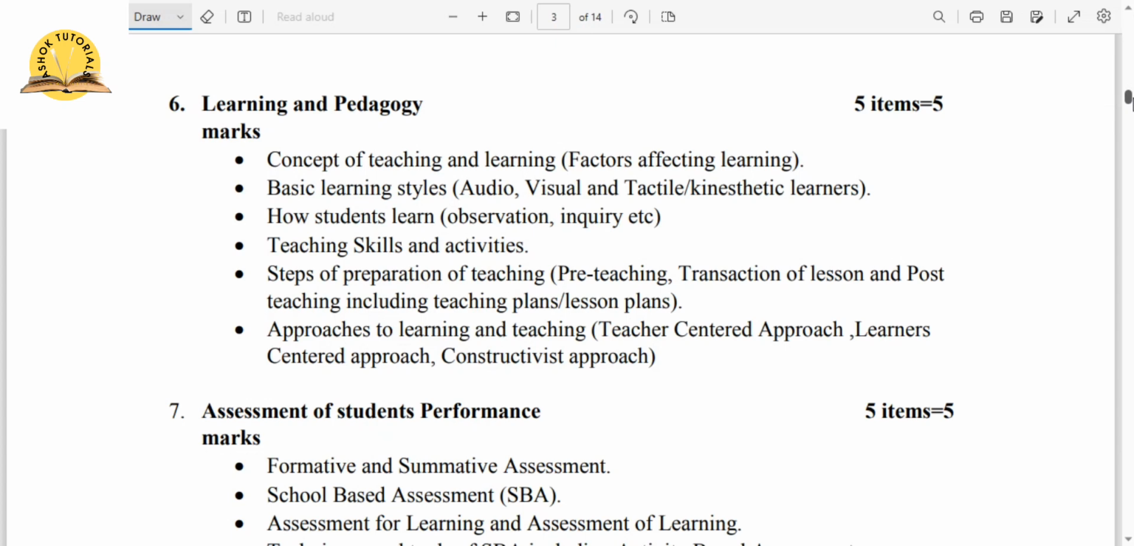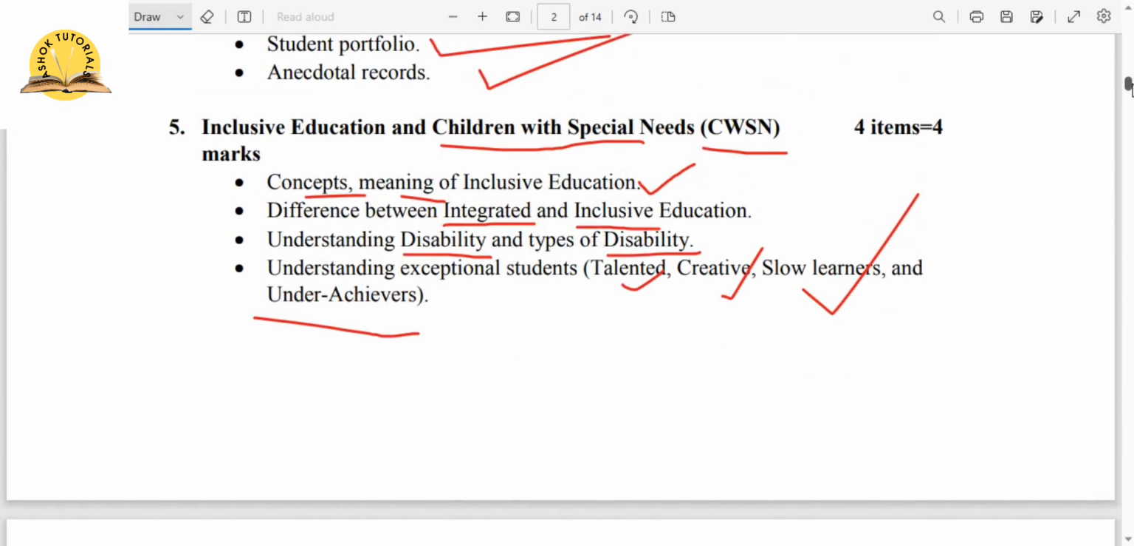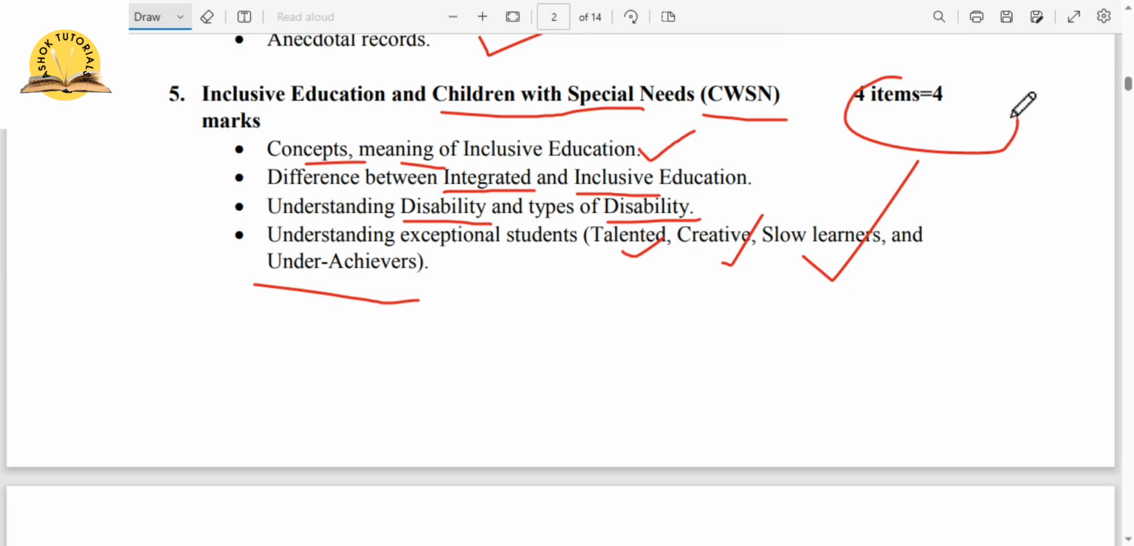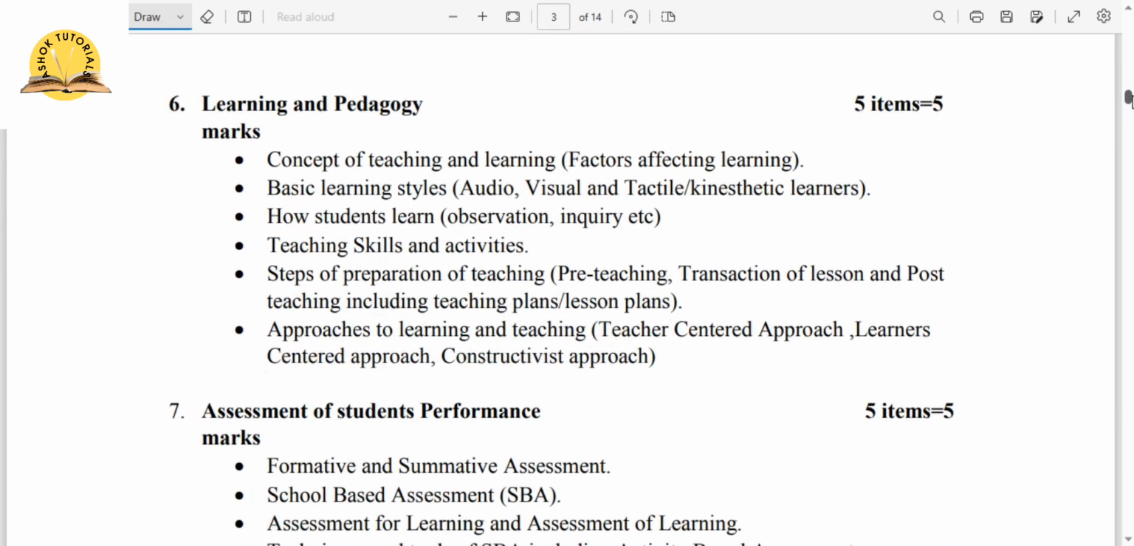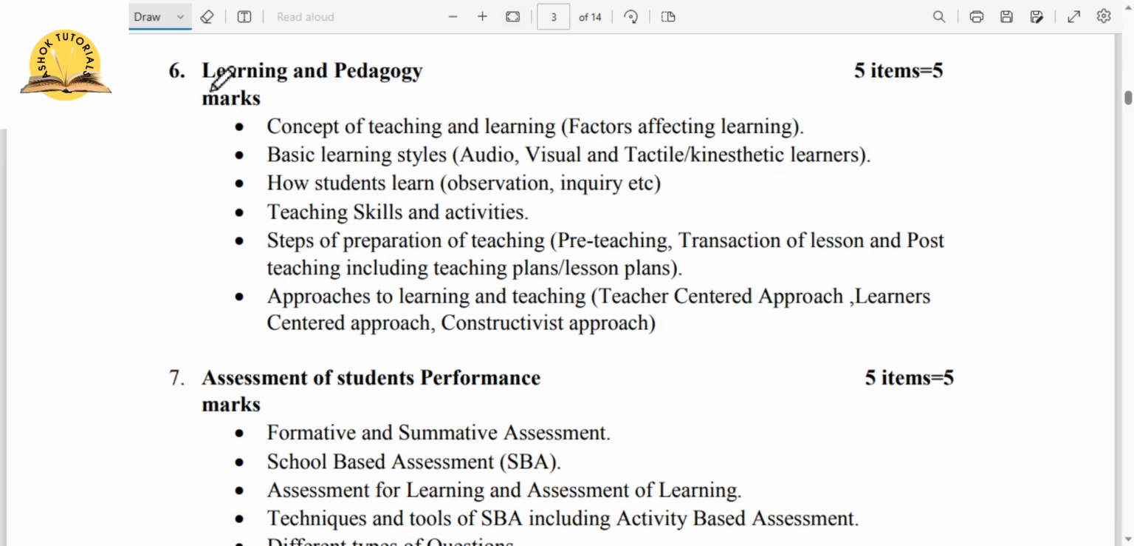Now let us see what next we have. Oh yes, and this is for 4 marks. Now let us see here. This is learning and pedagogy. This is a very, very important topic. The term pedagogy, you have to know it very, very well because, as I told you, pedagogy is there in English, in Garo or Khasi, in mathematics, in social science, in environmental science, everywhere pedagogy is there, right?